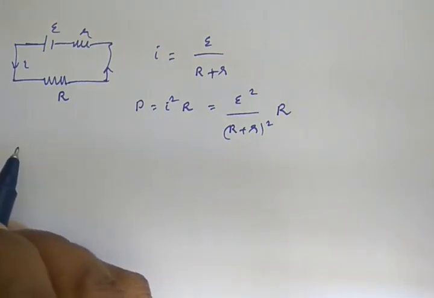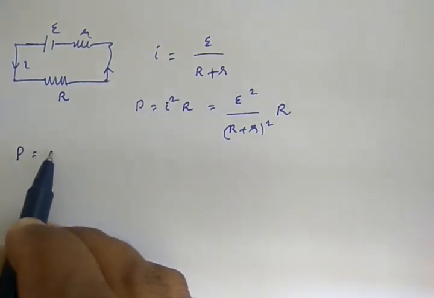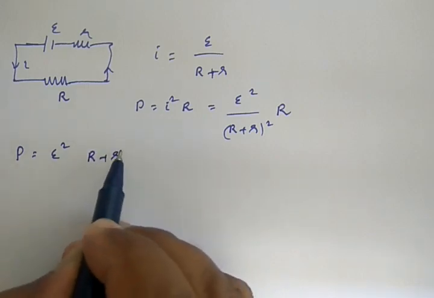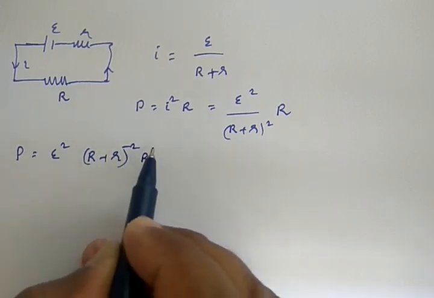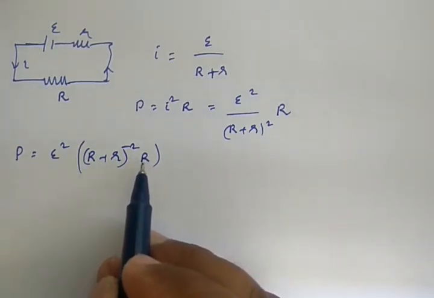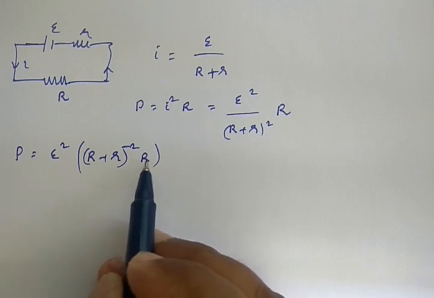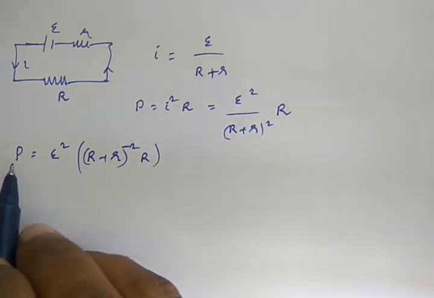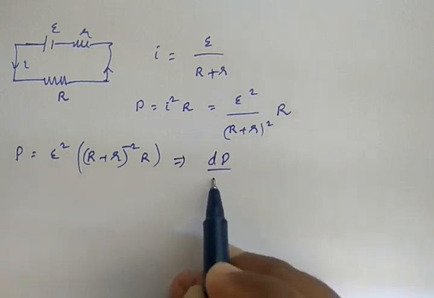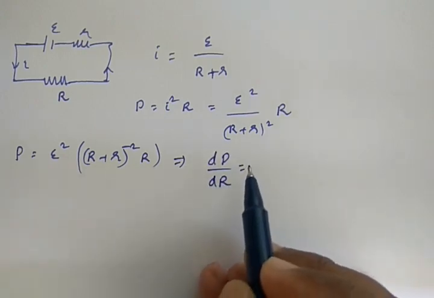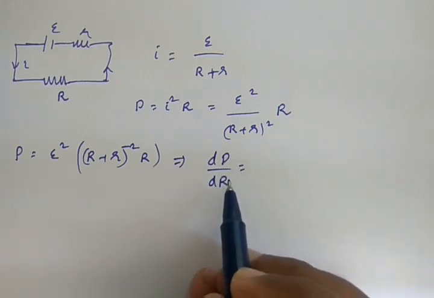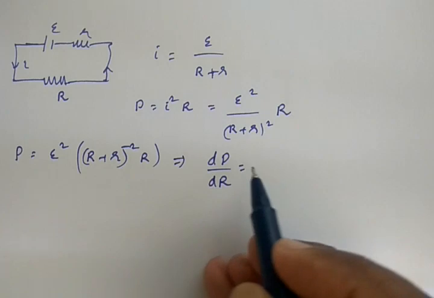Now let us rewrite that. P equals, let us take E square common, then you get R into (R plus r) to the power minus 2. Now you want to find the resistance of the resistor, that is R, for which power will be maximum. So let us differentiate the power with respect to R. At maximum, the rate of change of P with respect to R will be 0. So let us find dP by dR now.